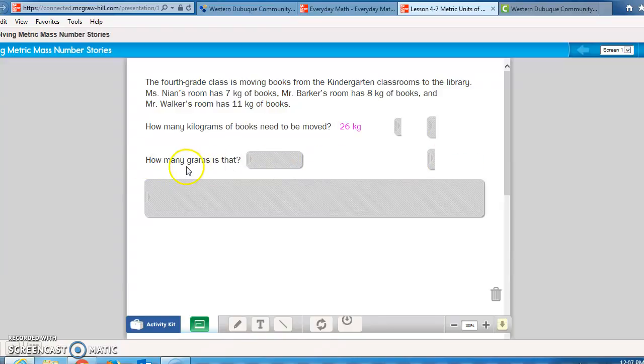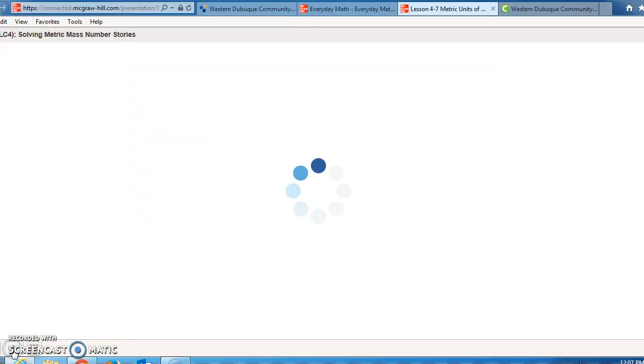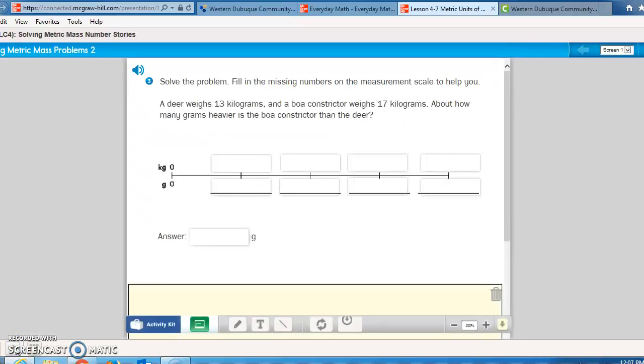How many grams is that? Well, if there are 1,000 grams in 1 kilogram, I would take 26 times 1,000, which is 26,000. Again, if you need to, look at the scale and use it to figure out your answers. Solve the problem. Fill in the missing numbers on the measurement scale to help you.